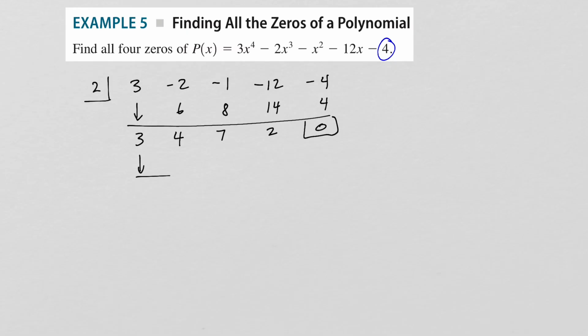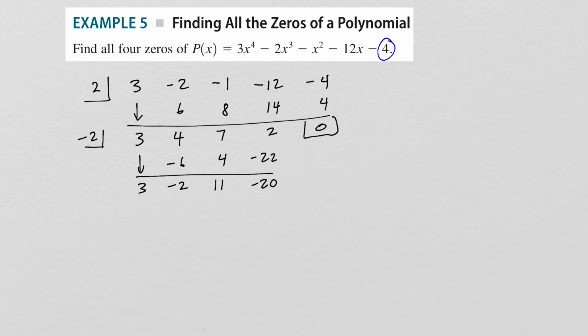Let's see if we can find another 0. So we could try 2 again. But actually, I don't think 2 is going to work here. So let's try -2. Let's see what happens here. And we can see that -2 does not work.